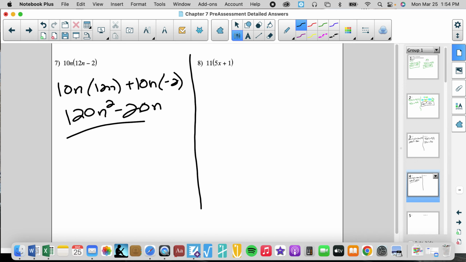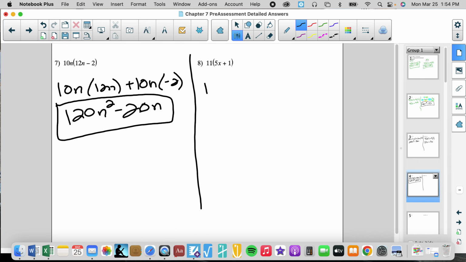These cannot be combined because they are not like terms. Like terms have to have the same variable and same exponent. These have the same variable but not the same exponent. So they are unlike terms. So this is as far as we can combine.